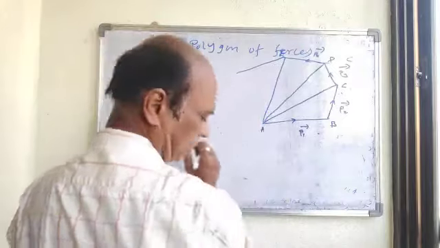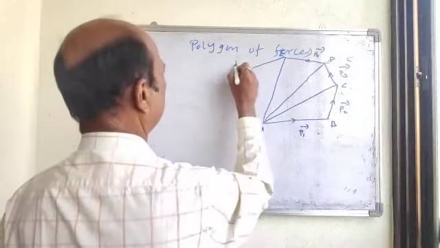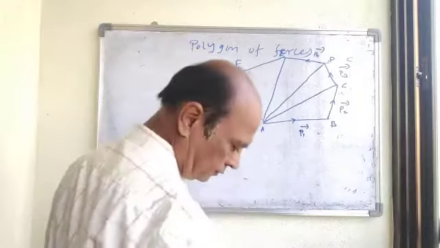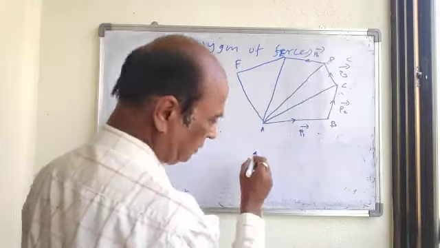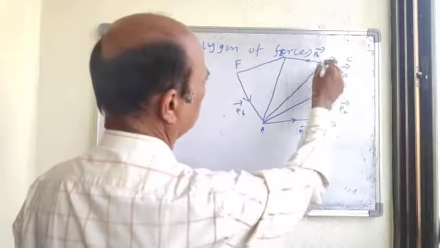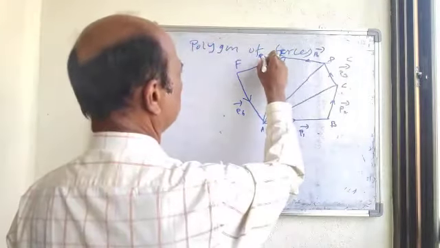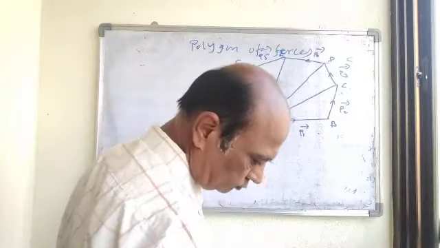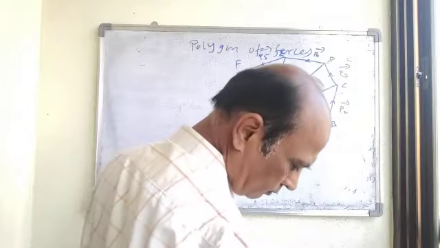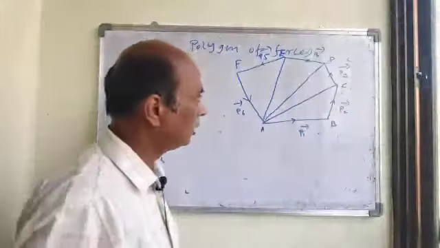Again here, this is the F point, and again join this to. This is P6 bar, this is P3 bar, this is P4 bar, this is P5 bar. So this is the polygon.